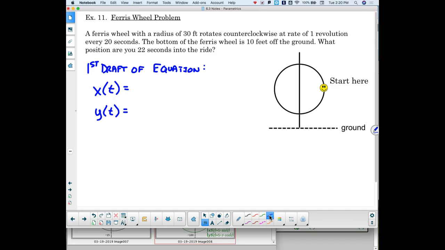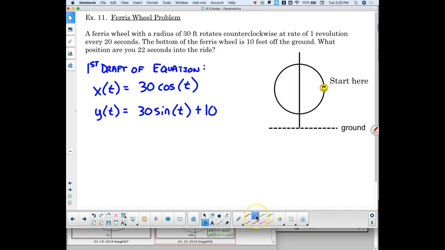What do you got? 30 cosine of t. Just that. And 30 sine of t plus 10. Do we like those two functions for x and y? Wait, uh-oh. Go ahead, Will. The plus 10 is wrong. Why is the plus 10 wrong?